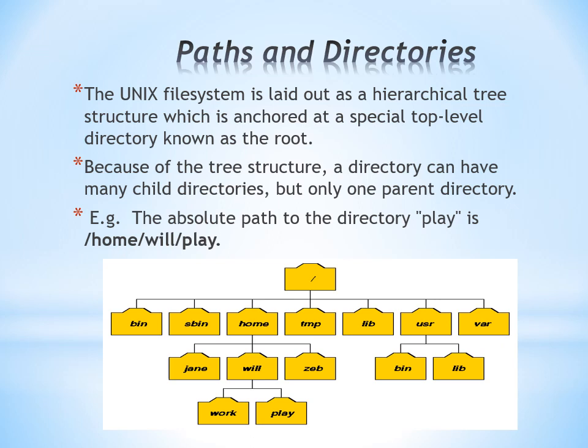So in this topic, the Unix file system is laid out as a hierarchical tree structure. This is anchored by a special top level directory known as the root. So Unix indeed has its top level known as the root, because in the tree structure directory you can have many children, but only one parent directory. You can have as many children as you like, but you can only have one parent directory.